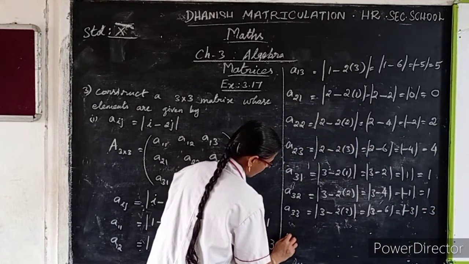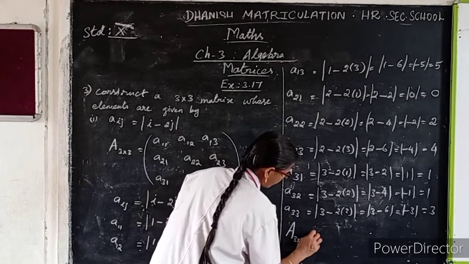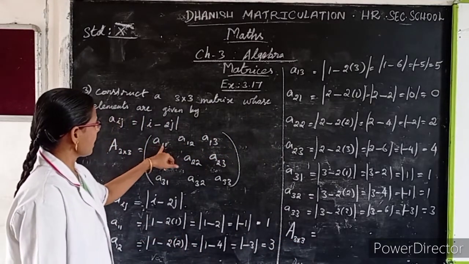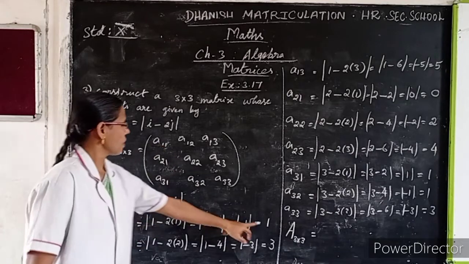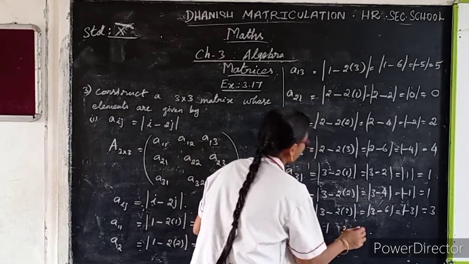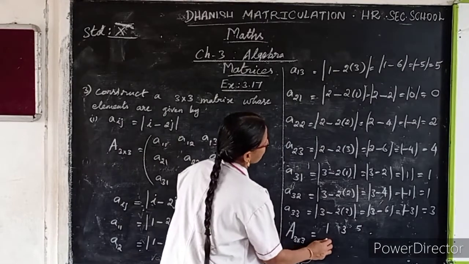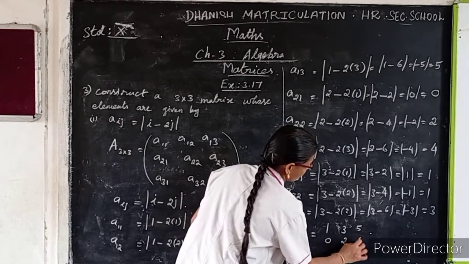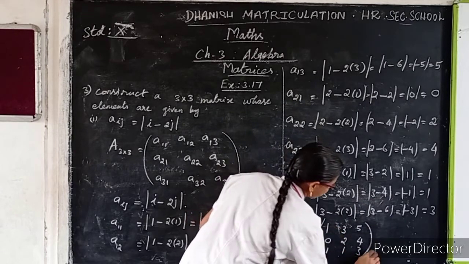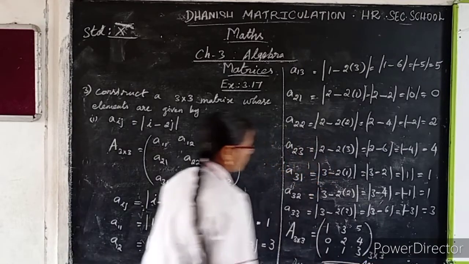So our required matrix A33, A 3 by 3, this is the order. The matrix is: first write the A11 element, A11 is 1. A12 is 3. A13 is 5. Next 0, 2, 4, 1, 1, 3. This is the 3 by 3 matrix. This is the answer.